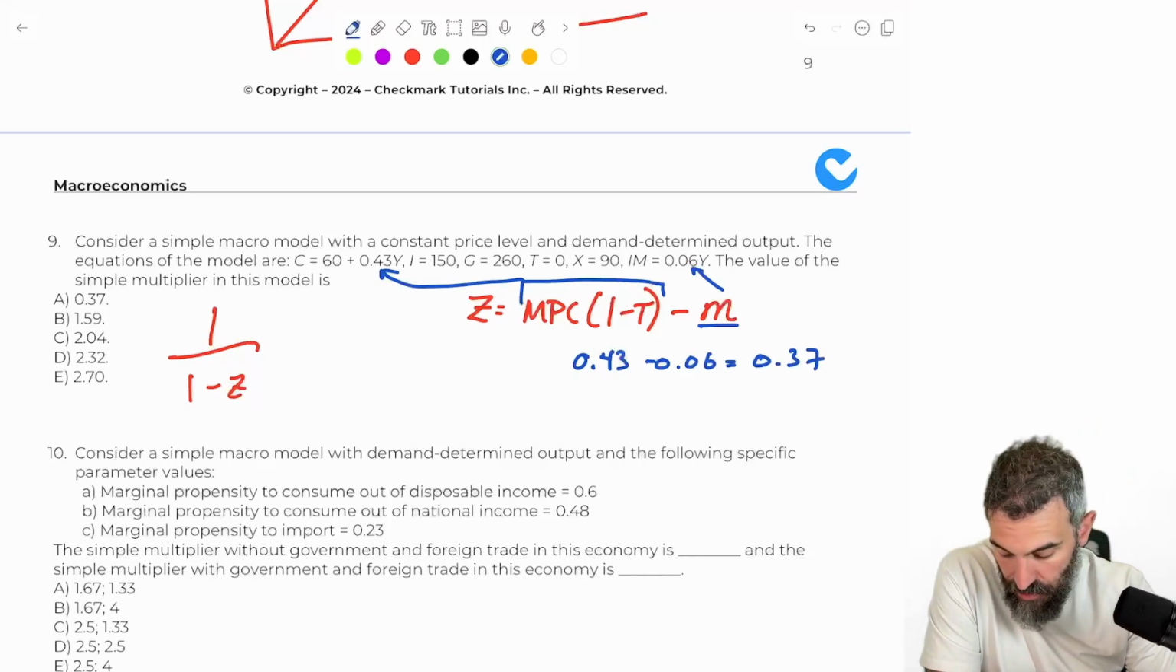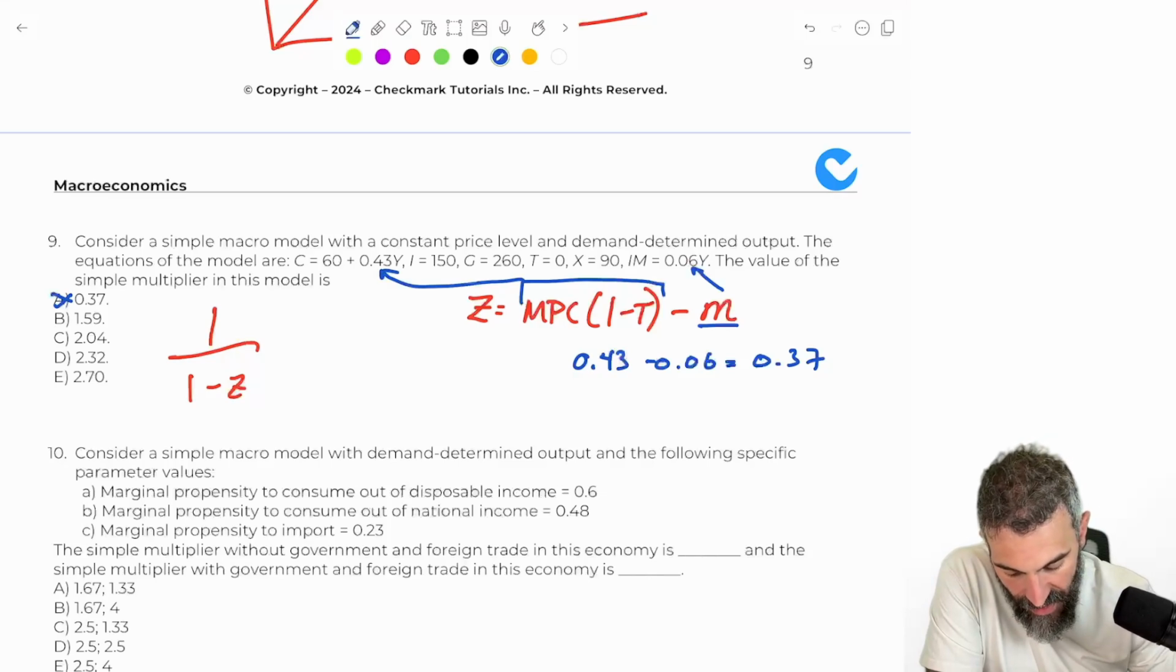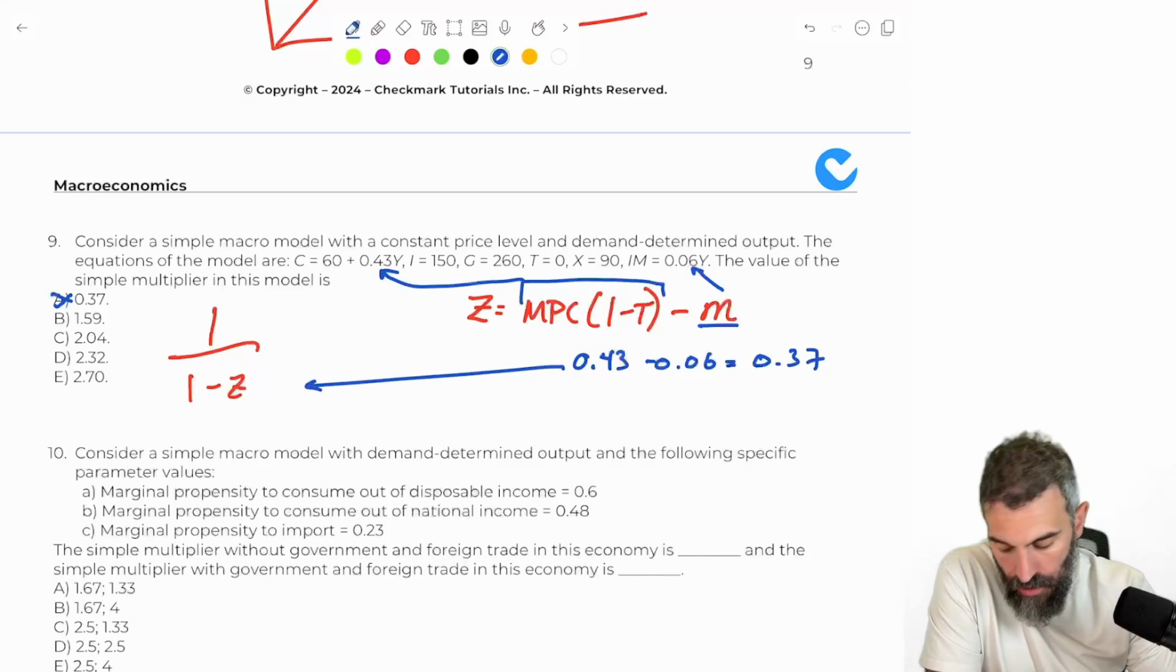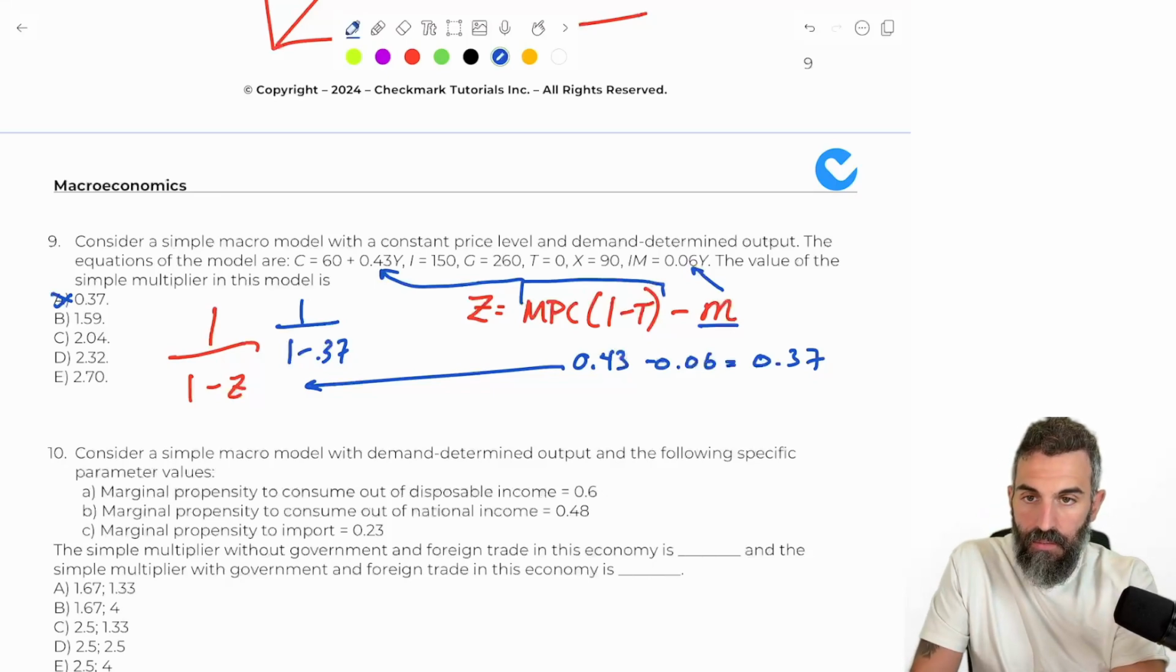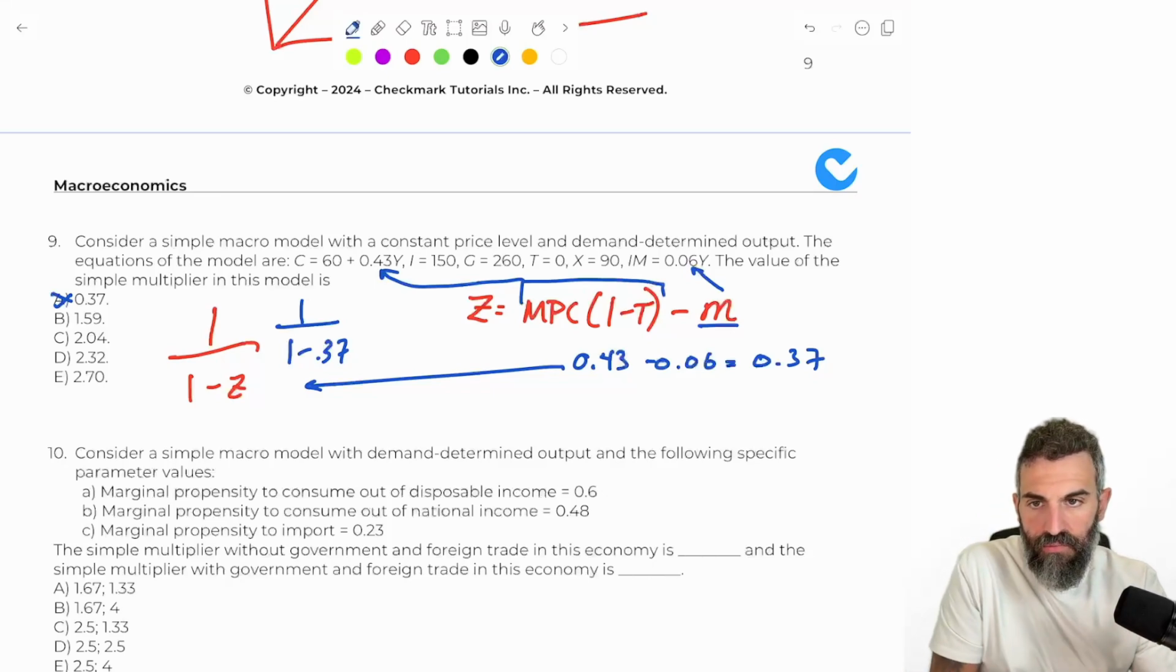Now that's not the answer. The answer is not A. We then take it and plug it into here. 1 over 1 minus 0.37. 1.59.